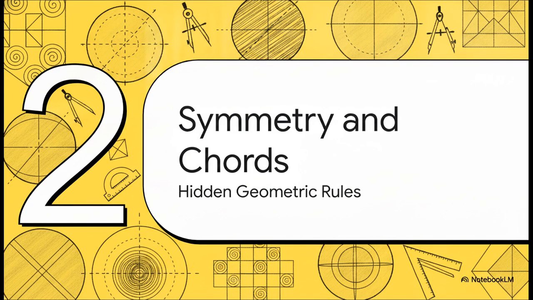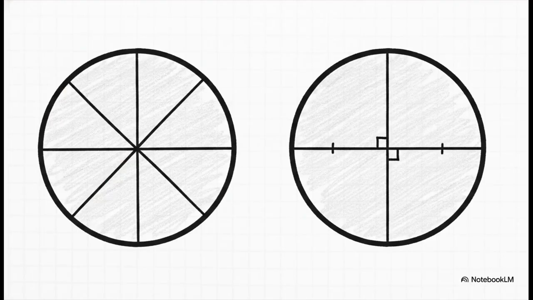Section 2. Symmetry and chords. It's fascinating how a circle operates on perfect symmetry. A circle has an infinite number of axes of symmetry. Any straight line you draw through the center, a diameter, will perfectly mirror the two halves. Because of this, there's a golden rule with chords. If you draw a radius that crosses a chord at a perfect 90-degree perpendicular angle, it will always slice that chord exactly in half. It bisects it perfectly.